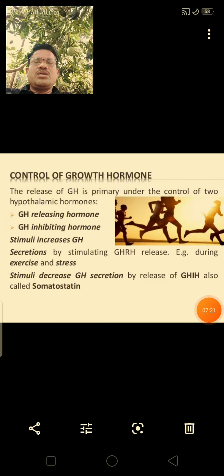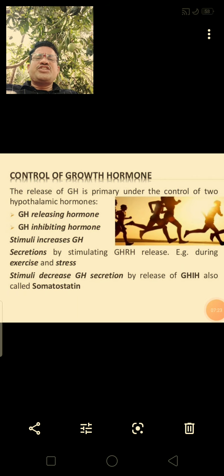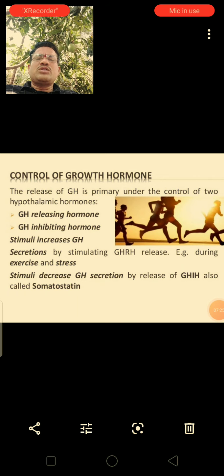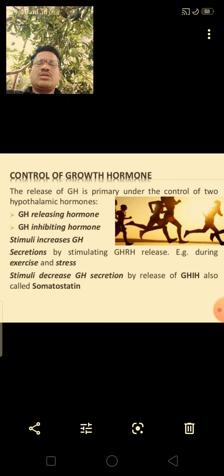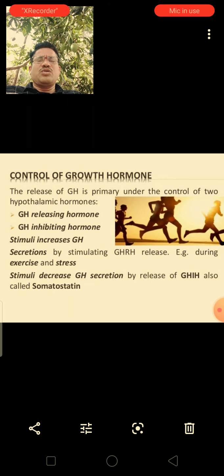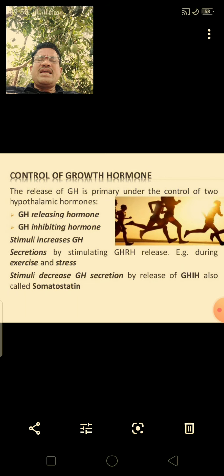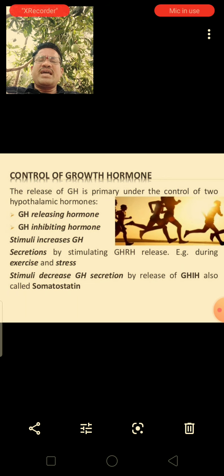Okay. So the release of GH is primarily under the control of two hypothalamic hormones. What are the two? The two are GH releasing hormone and GH inhibiting hormone. Generally, stimuli increase GH secretion by stimulating GHRH release, for example during exercise and stress.